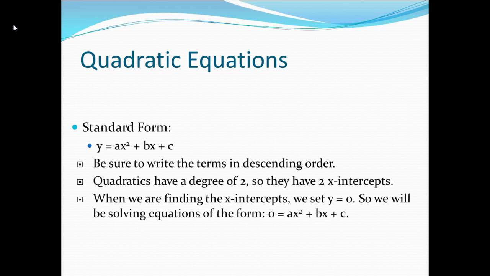Standard form of a quadratic is y is equal to ax squared plus bx plus c. We always want to be sure that we write our terms in descending order, which means that the term with the highest degree will be first and they will decrease from there. Quadratics have a degree of 2, so they will have two x-intercepts. When we are finding x-intercepts, we set y equal to 0. So we actually are solving equations of the form 0 is equal to ax squared plus bx plus c.